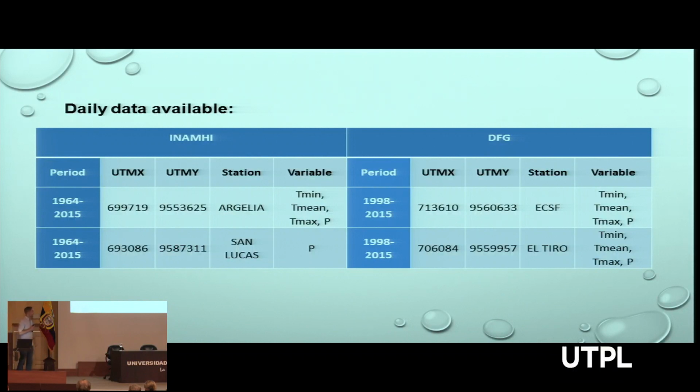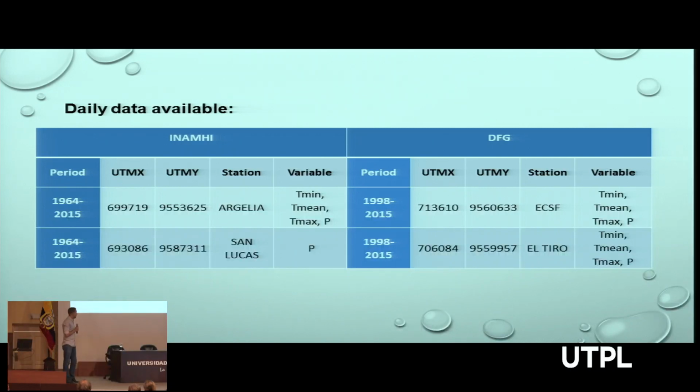Okay, meteorological station data available from Argelia and San Lucas: we have dates from 1964 to 2015. I have to say, normally we have big gaps till the 80s in this station. These are stations from INAMHI, and we took 2 stations from the German research groups. This is ECSF and El Tiro. But there we only have data from 1998, when the project started here, to 2015.